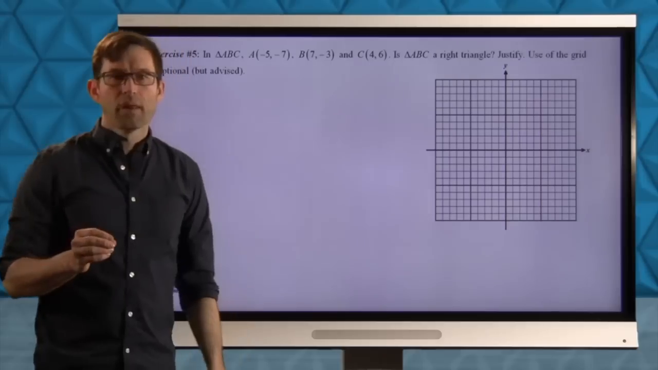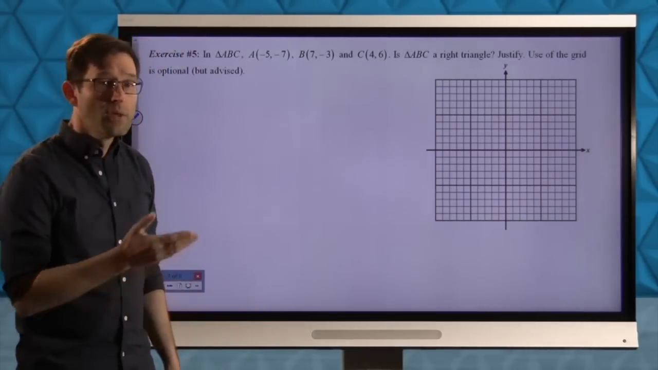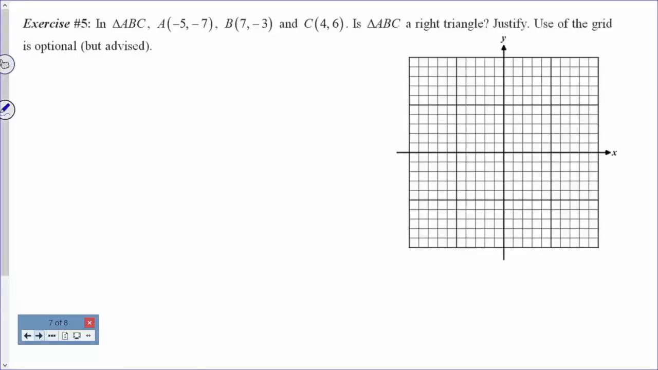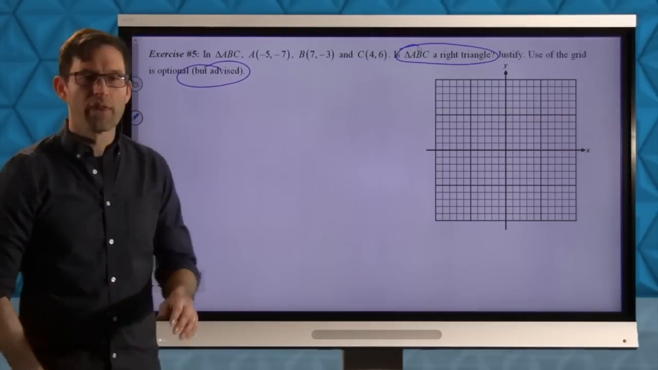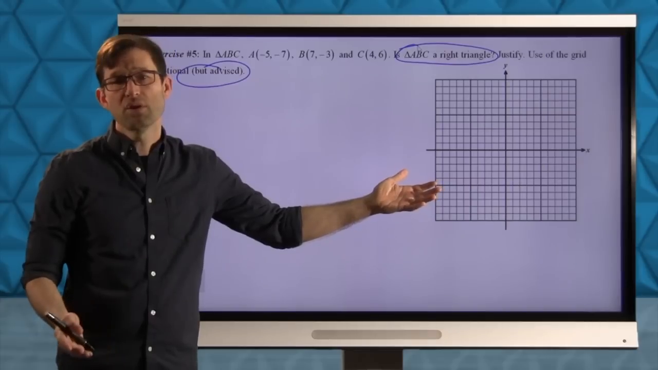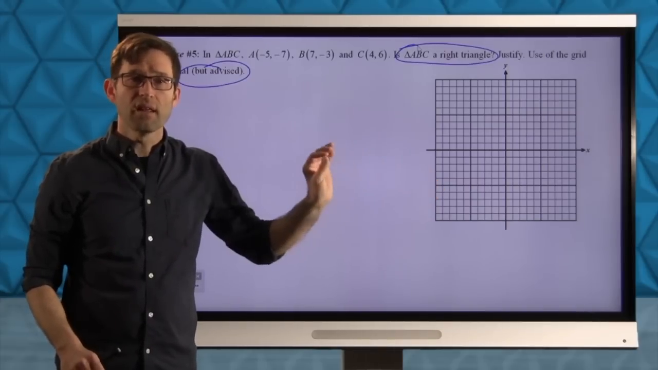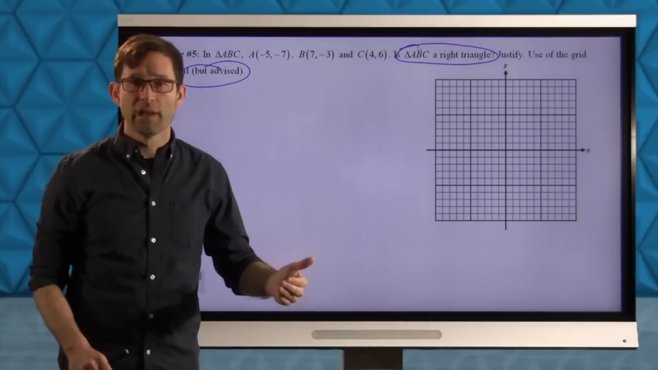The last piece is to determine whether or not a particular triangle is a right triangle, right? So in exercise number 5, it says in triangle ABC, A is -5, -7, B is 7, -3, C is 4, 6, is ABC a right triangle? Justify. Use of the grid is optional, but advised, okay? You'll see that terminology on a lot of standardized exams where they give you a piece of graph paper within a problem and they say, well, you can use the graph paper if you want, but you don't have to. It's almost always the case that if they've given you graph paper, then it's a good idea to use it, but it's not absolutely necessary.